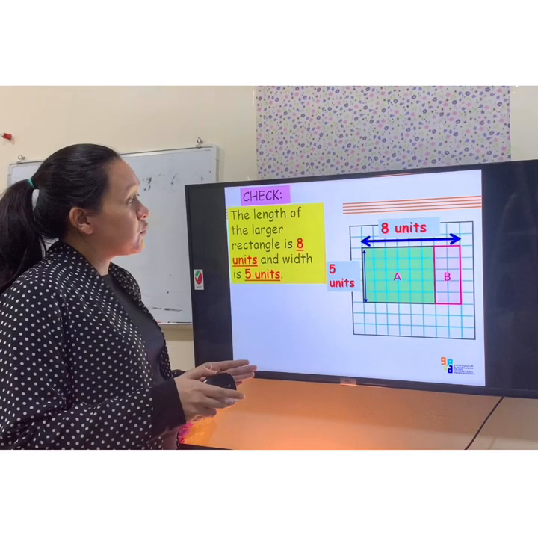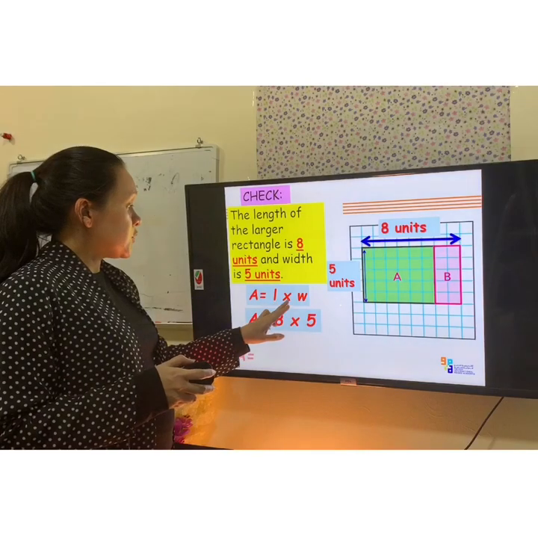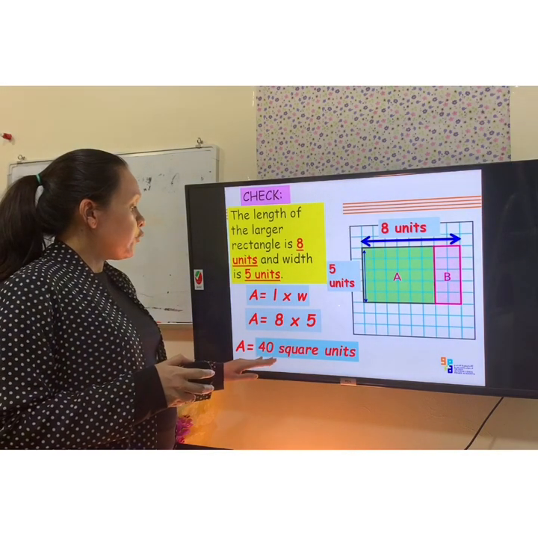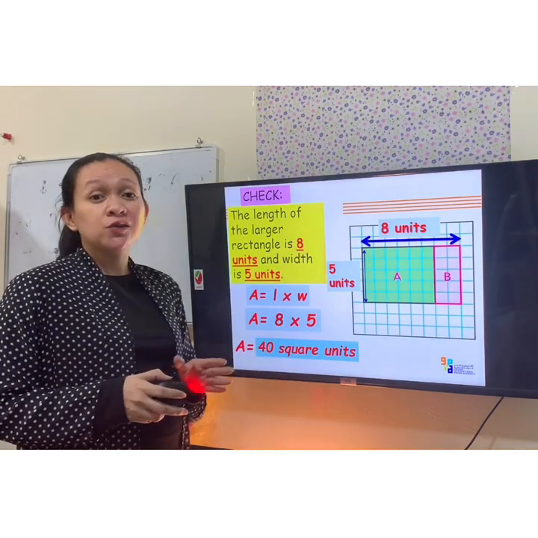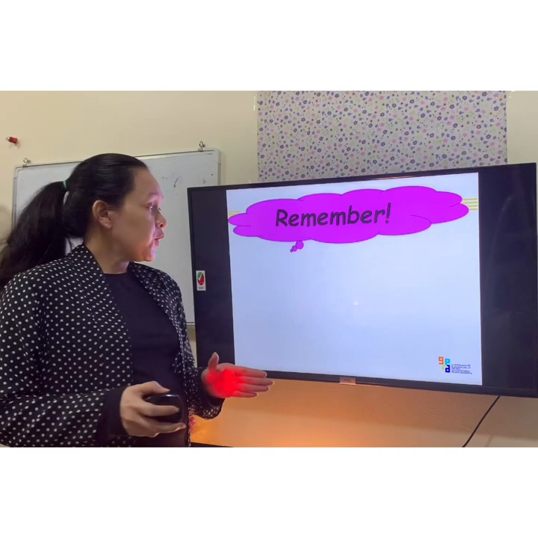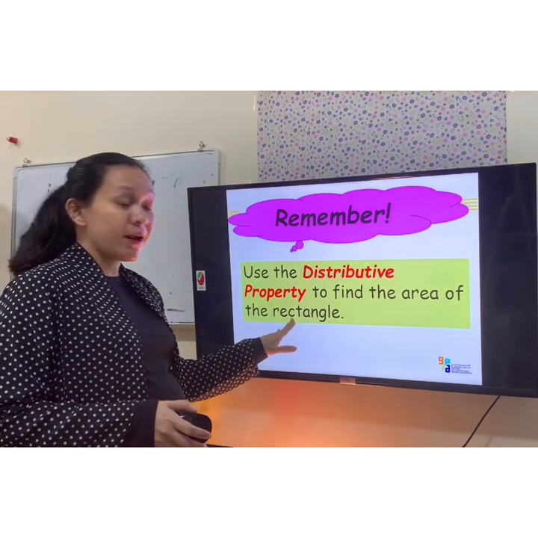So we are going to multiply 8 by 5. So length times width, or 8 times 5, the answer is 40 square units. So our answer is correct. Now remember, we can use the distributive property to find the area of the rectangle.